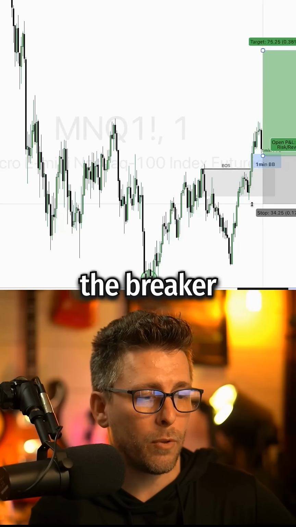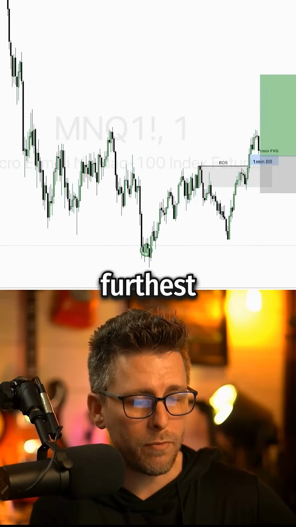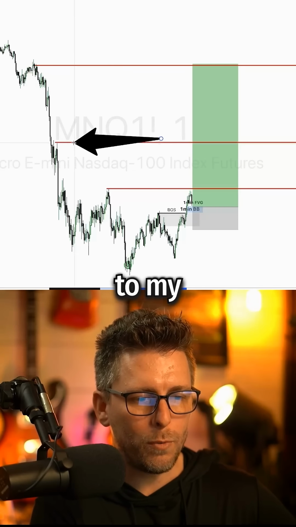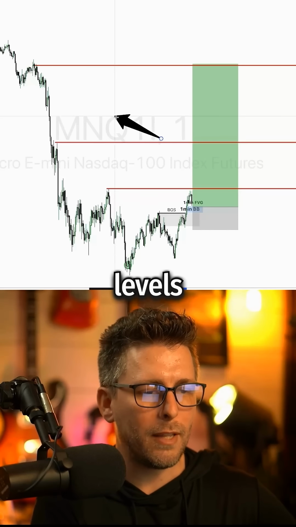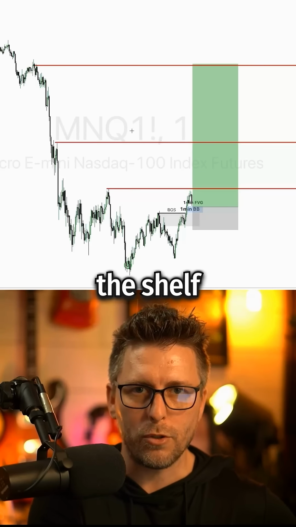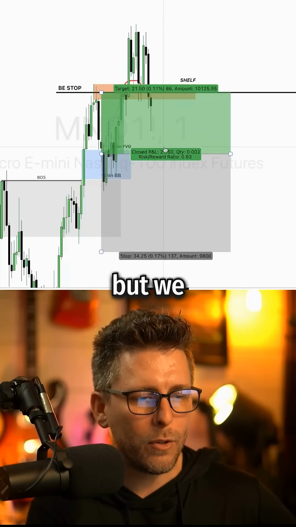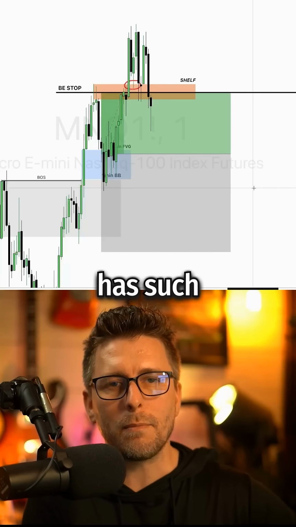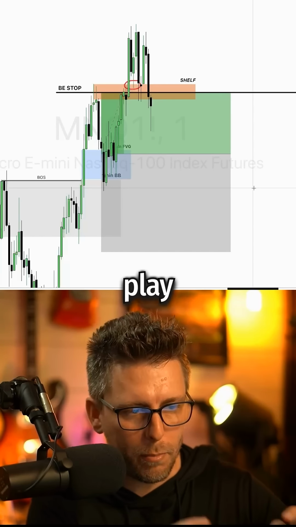My stop loss below the breaker or fair value gap, whichever one's furthest. I'll use the swing points over to my left to determine good take profit levels, but I like to trail using the shelf method. Okay, so we get stopped out a little early, but we didn't lose the trade. This system has such a high win rate if you just play it like I showed you.